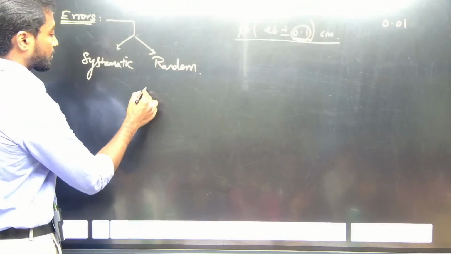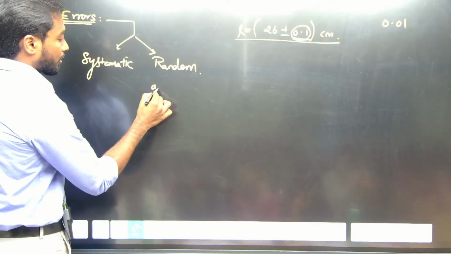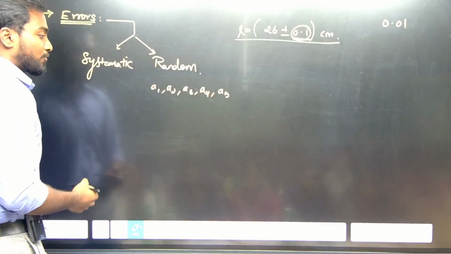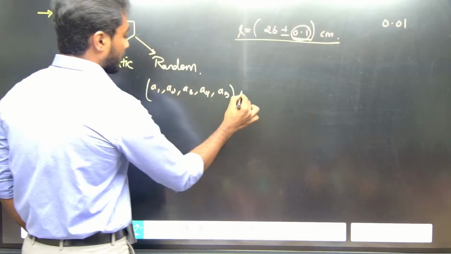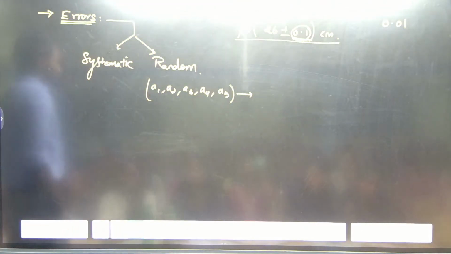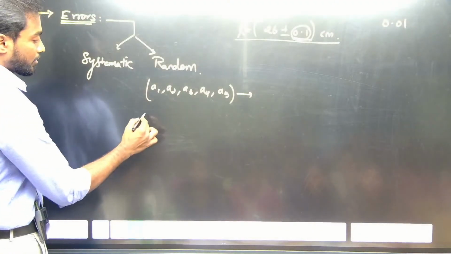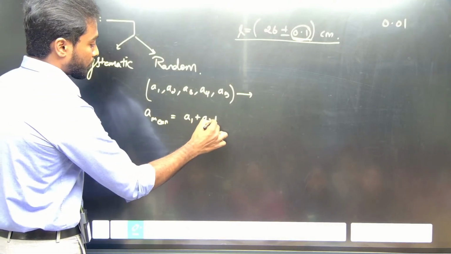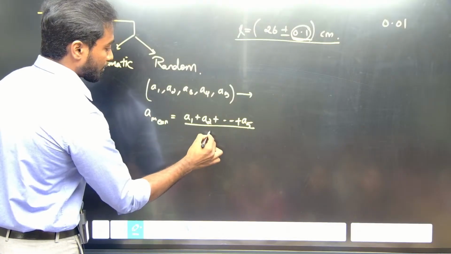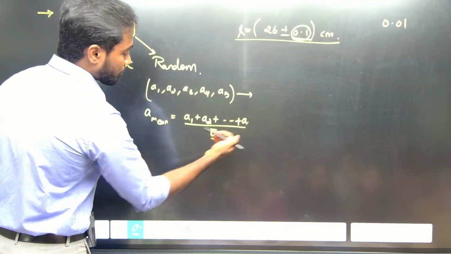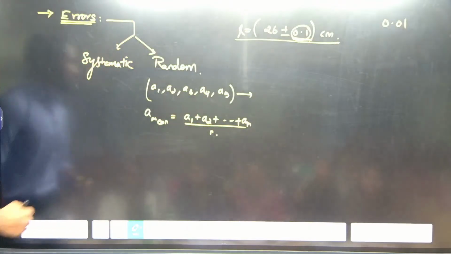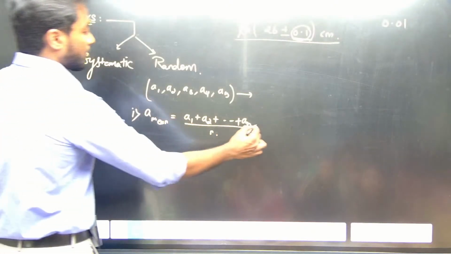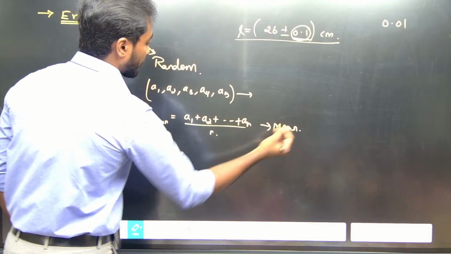The first step: let me take the values A1, A2, A3, A4 and A5. So we got 5 values, which we have measured from the given instrument. To minimize the error, the first step is the mean, which is A1 plus A2 plus up to A5, divided by n, that is 5. This is my first step, and this is called the mean. Write it down.